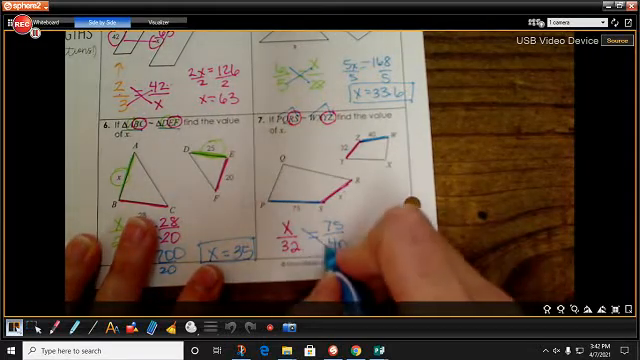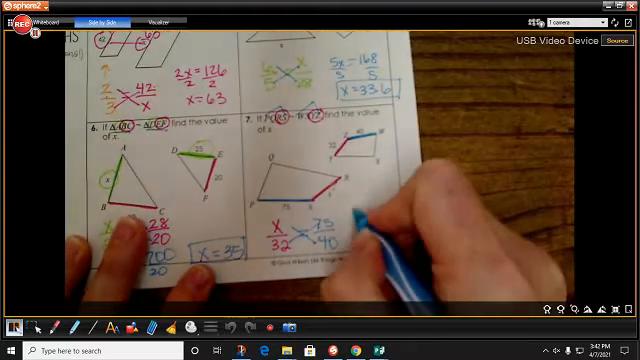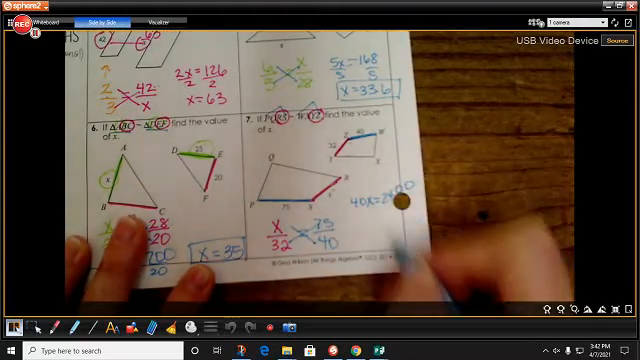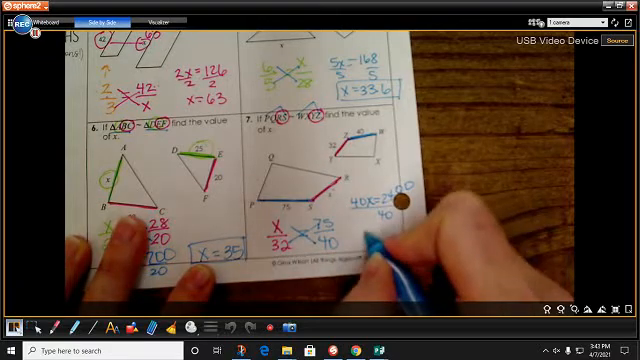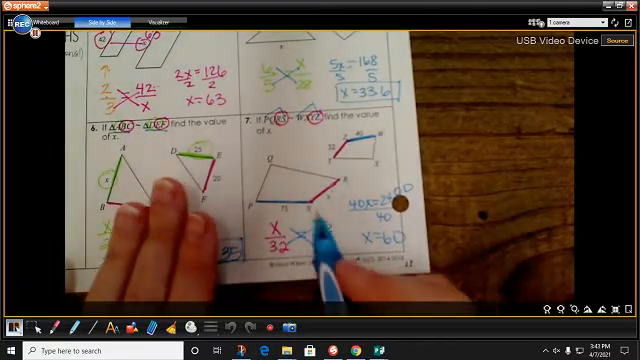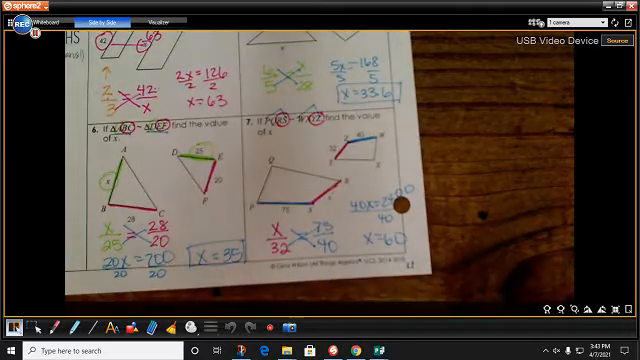And now I'm going to cross product. So I'll have 40x equals 2400. And when I divide both sides by 40, x comes out to be 60. So I was able to use the fact that they're similar to figure out the length of the missing part.